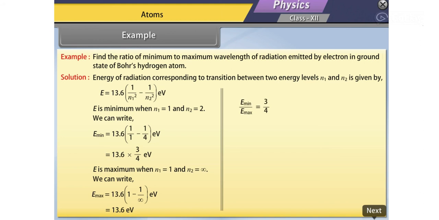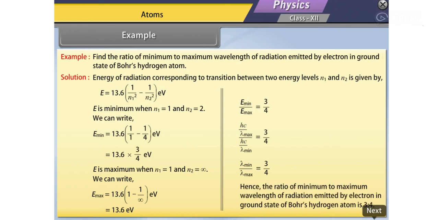Now taking ratio of E minimum and E maximum, we get E minimum upon E maximum as 3 upon 4, or lambda minimum upon lambda maximum equals 3 upon 4. Hence, the ratio of minimum to maximum wavelength of radiation emitted by electron in ground state of Bohr hydrogen atom is 3:4.